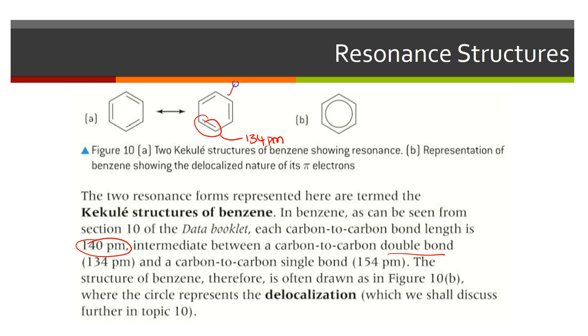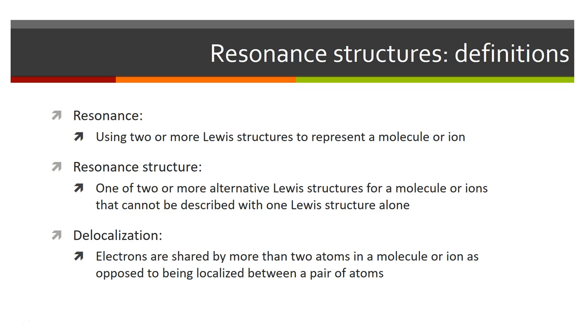and a single bond would be 154 picometers. And we don't see 134, 154, 134. What we see is all of them have the same bond length of 140 picometers. So we know that it can't actually be one of these two resonance structures. It's something in the middle, and our bond length is in the middle, okay? And then we have the delocalized electrons. So let's have a look at it.